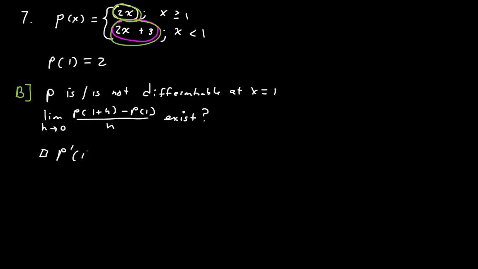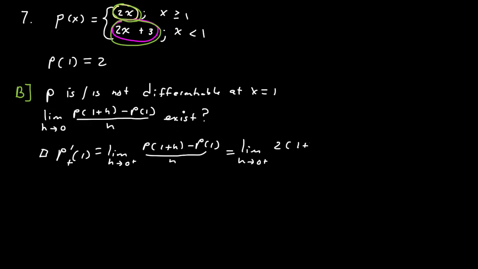So p prime of 1 from the right is the limit as h goes to 0 from the right of p of 1 plus h minus p of 1 all over h, which equals the limit as h goes to 0 from the right. 1 plus h has to be plugged into the top. 1 plus h minus. Now, this actually becomes an important part of this. P of 1, which I left up here, is 2. That will not change and actually ends up being the reason why the math does not work out appropriately.